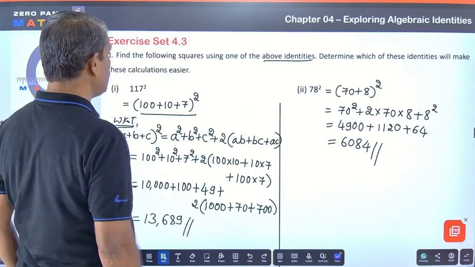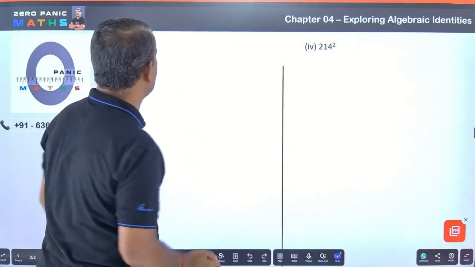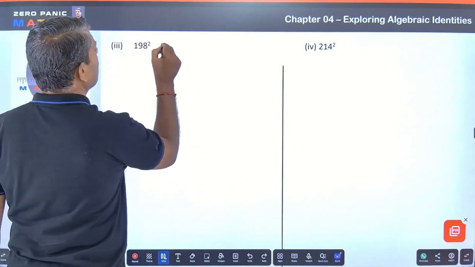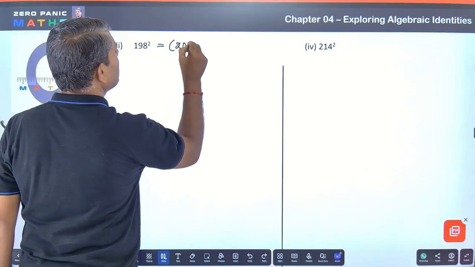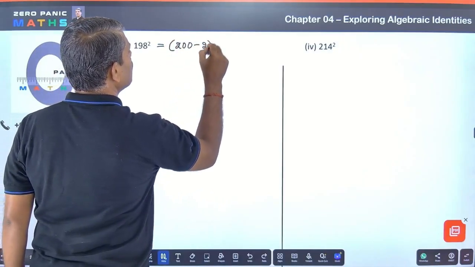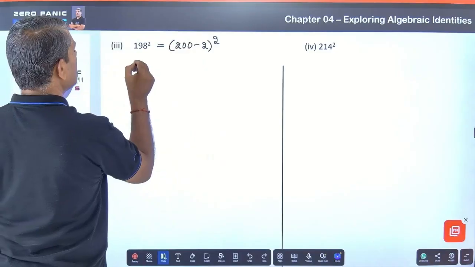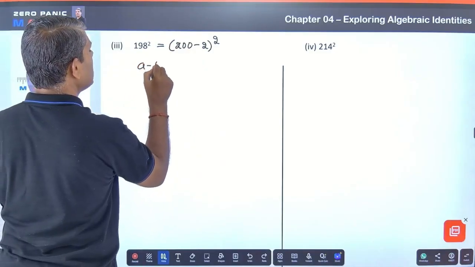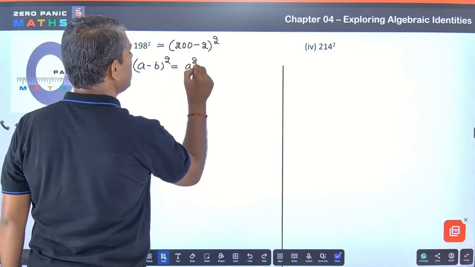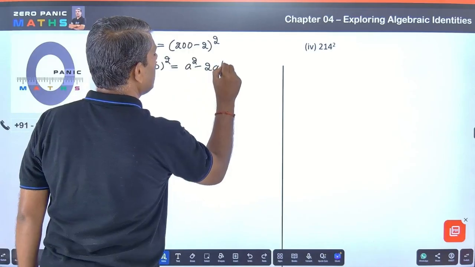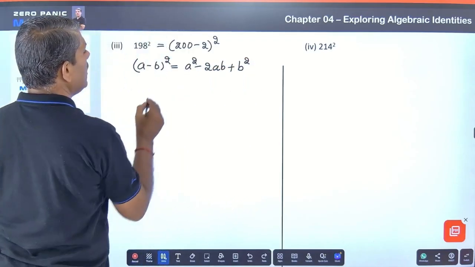Let us quickly move to the next problem, because these are all similar problems. I will go a little bit faster. So here 198, which is near the round figure 200, is 200 minus 2 whole square. And as you know, this leads to the identity a minus b whole square. Let me write that once because it will be a little bit different: a square minus 2ab plus b square. Okay, there will be a minus in the middle term.